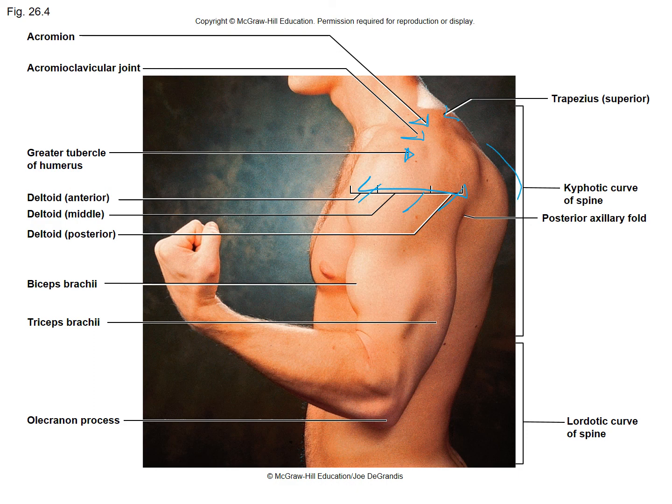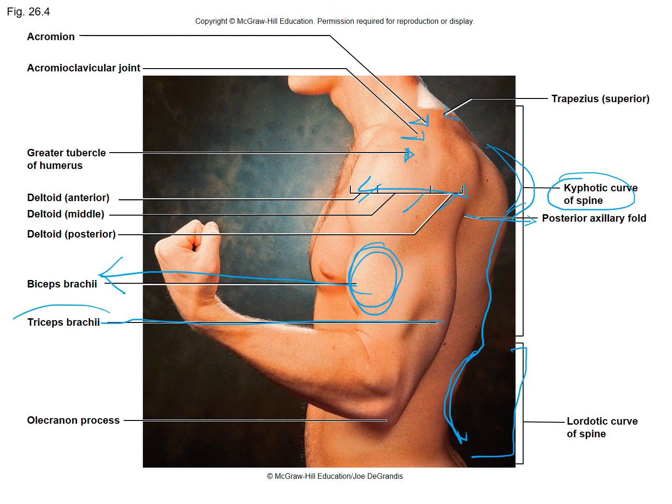This is the kyphotic curve of the spine, and this is the posterior axillary fold, lordotic curve of the spine. This is kyphotic, and this is lordotic. This is normal curvature like this. Okay, biceps brachii, nice muscle here, muscle with 2 heads. Triceps brachii, muscle with 3 heads, and olecranon process of the ulna.